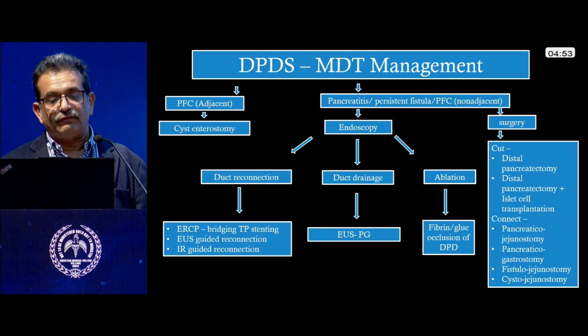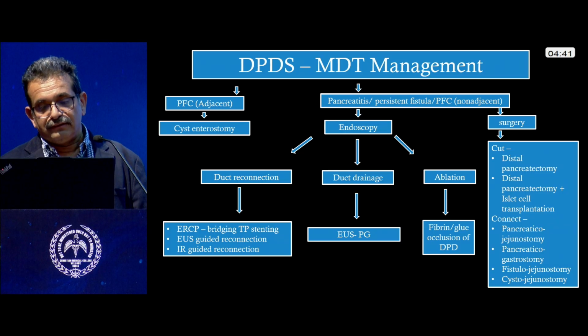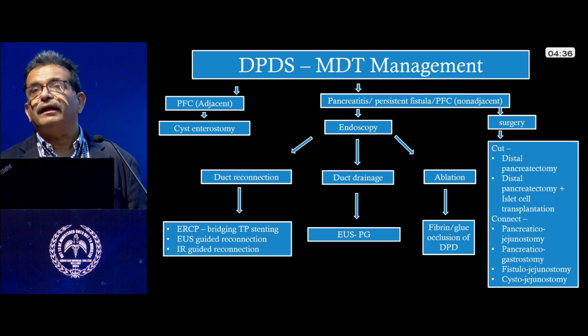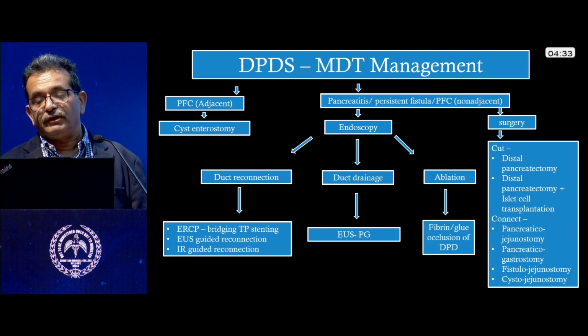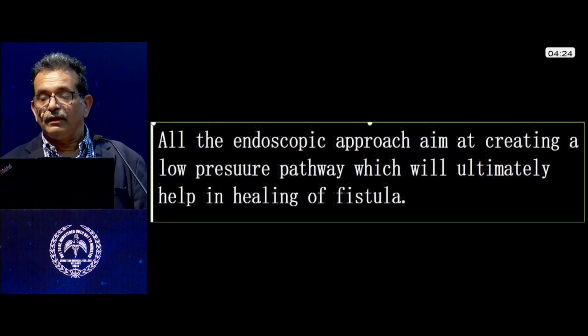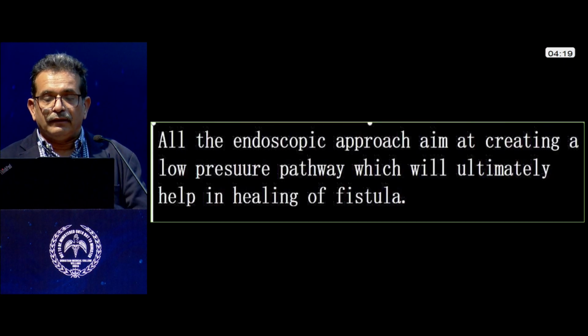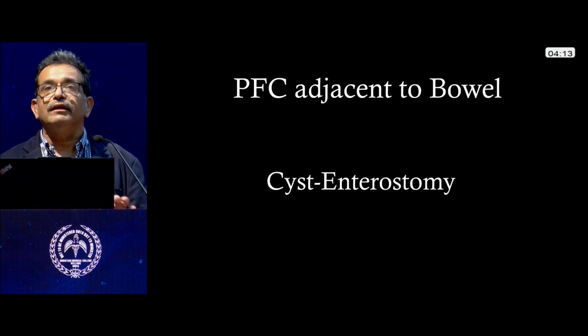So what is important is that endoscopically we can either attempt a duct reconnection by an ERCP or an EUS guided approach or an IR guided approach, or we can attempt duct drainage by an EUS guided pancreatic gastrostomy, or occasionally ductal ablation has also been described. But more often you may require surgical approaches, which may require either cutting or an anastomotic approach, one of the two. All the endoscopic approaches, because that is what I am going to be dealing with mainly, are basically trying to create a low pressure pathway which will ultimately help in healing of the fistula.